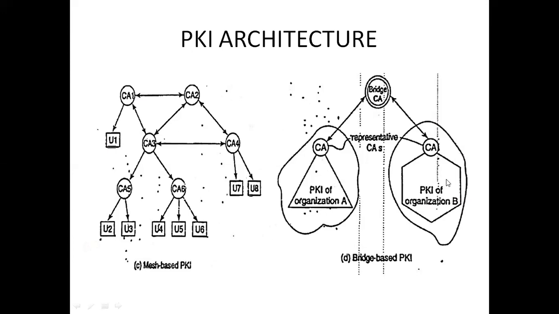So a bridge is introduced that establishes a trust relationship with a representative CA for each organization. These will act as representatives of the CA, and this is the bridge between the CAs. Whatever communication should happen will happen internally, and if you want to communicate with the other organization, then it will use the bridge CA, and in turn it will communicate with the other organization, that is organization B. This is what bridge-based PKI is all about.